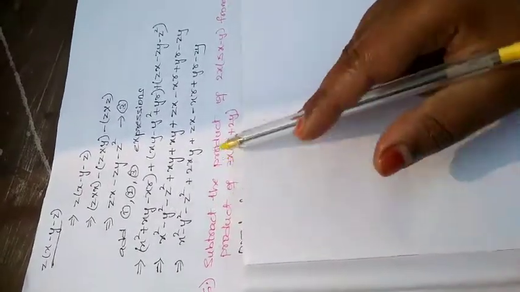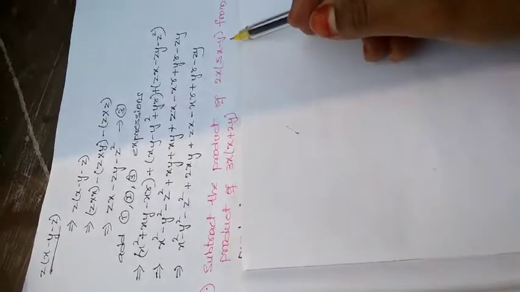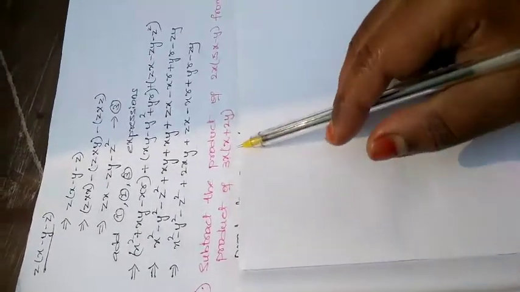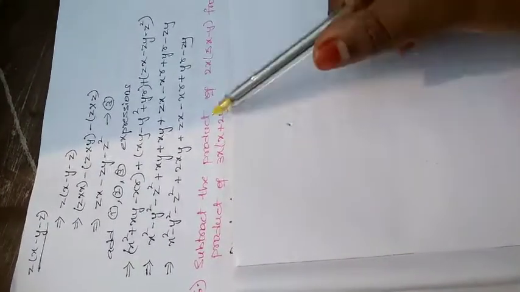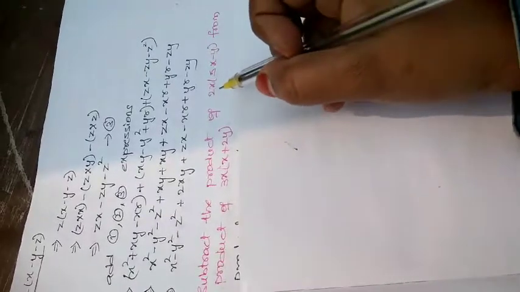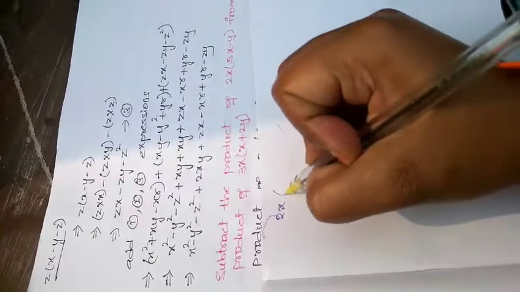Subtract the product of means first you should find out the product of this one as well as the product of this one, and you should subtract this from this product. Okay, so let us do the products separately. First we will find out the product of 2x into 5x minus y.